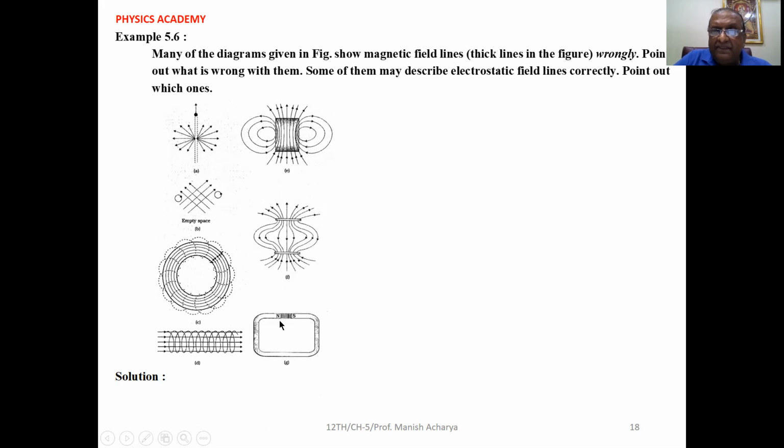Figure G, in which the magnetic field lines are represented here from north to south, but again they are perfectly straight lines parallel to each other. So it is not possible that between two poles a uniform magnetic field is there. So this G is also a wrong one. Clear to all of you?